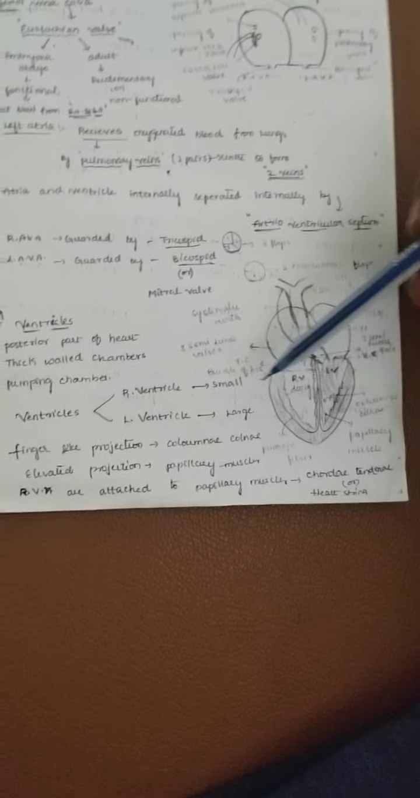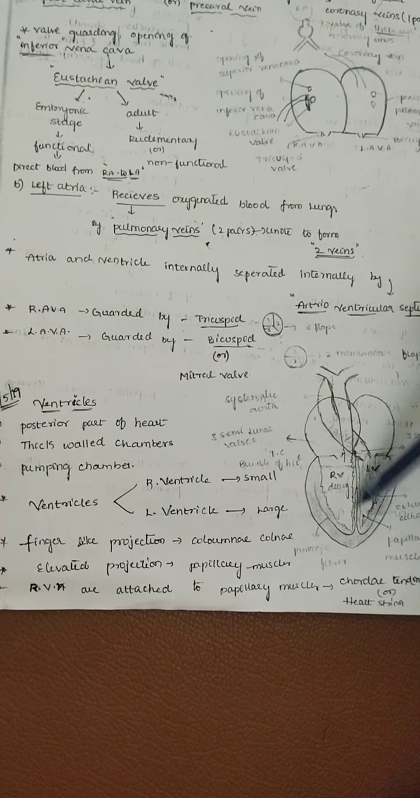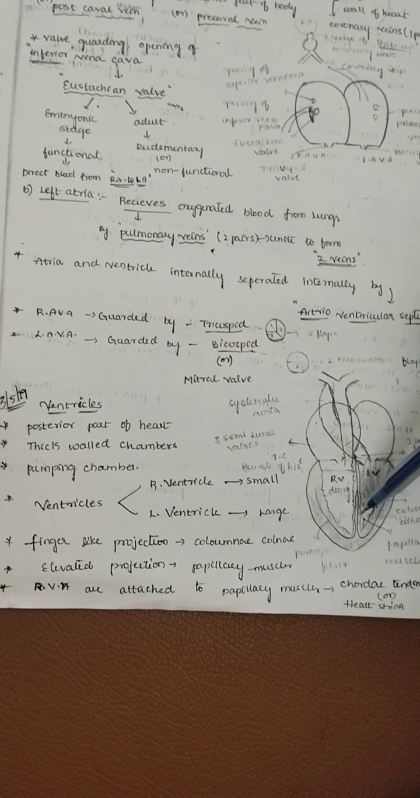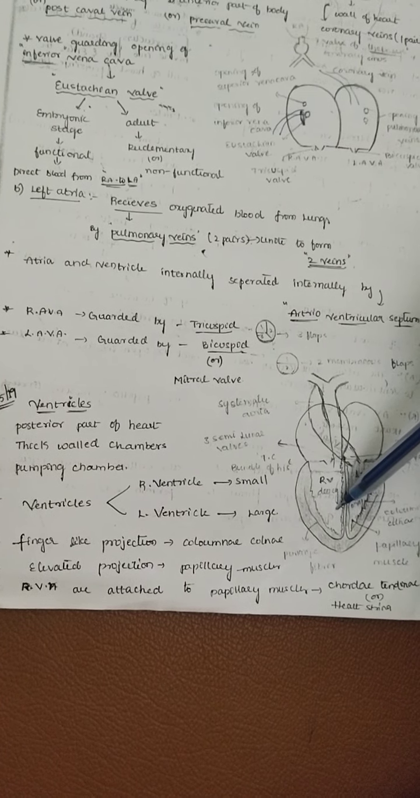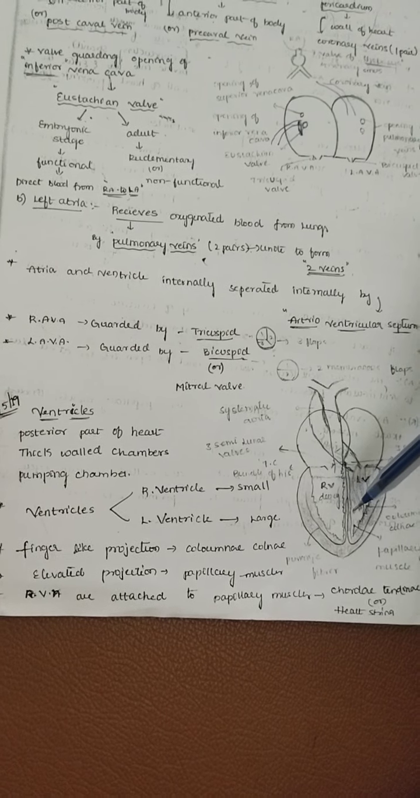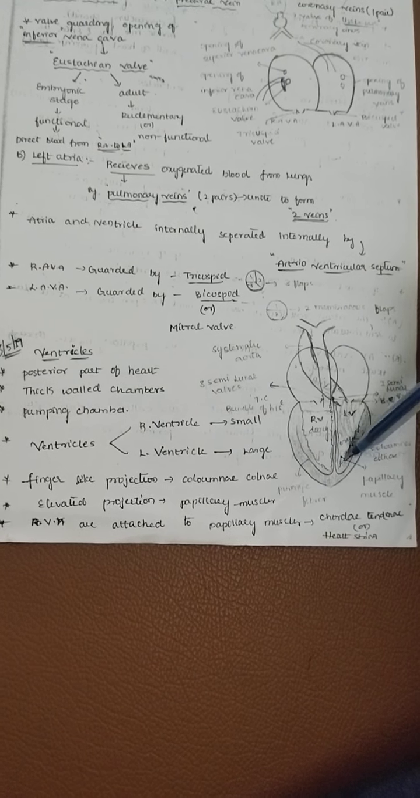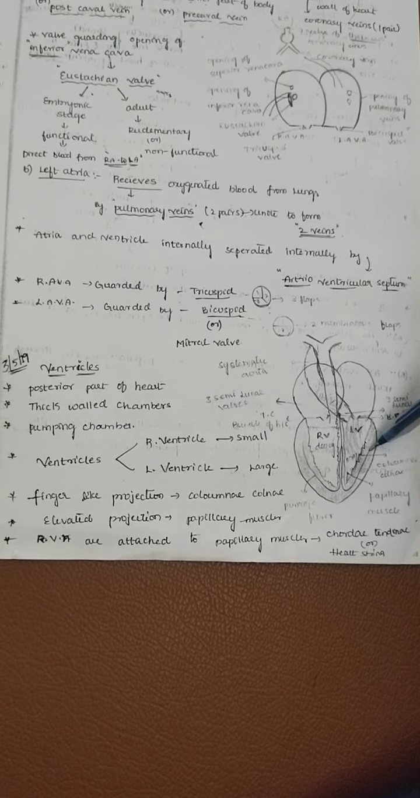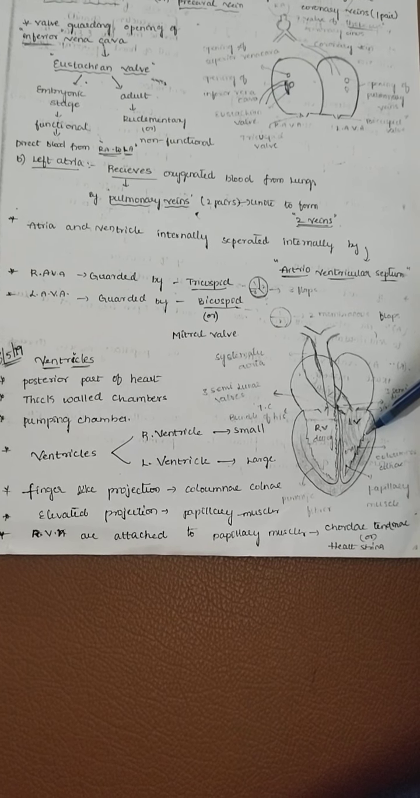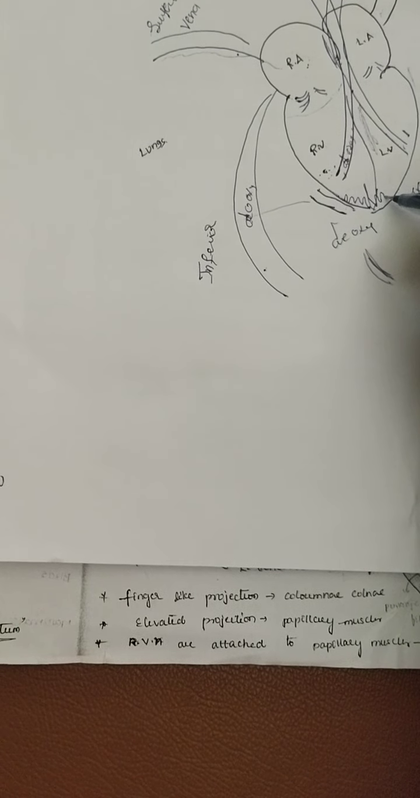Now the ventricles' posterior side is basically a thick walled chamber. I already said that compared to the right ventricle, the left ventricle is larger. In these ventricles they have finger like projections. These finger like projections are called columnae carneae. Now see, they have finger like projections like this, called columnae carneae.